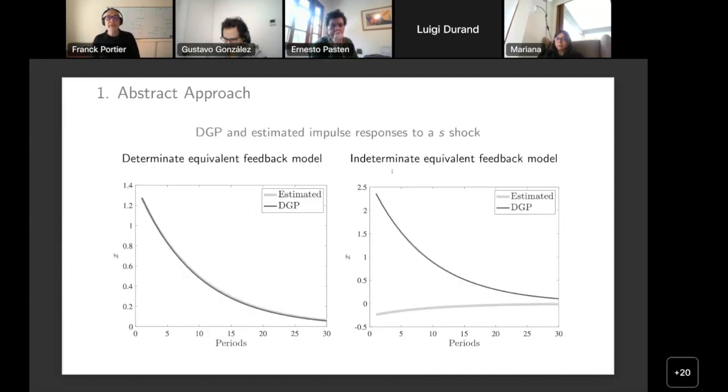So that's what is going on with this determinacy bias. Perhaps I can pause at this stage to see if there are any questions. Here it's a bit abstract, so why would that be interesting? It's interesting because it's what is going on in the data, in US data. Any questions at this stage or some clarification?